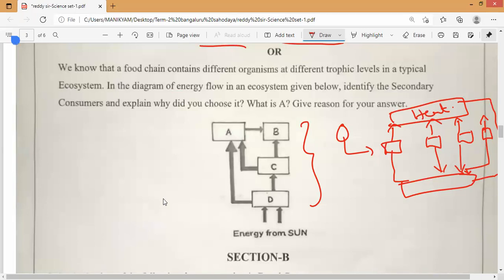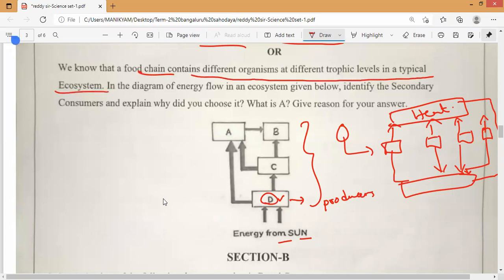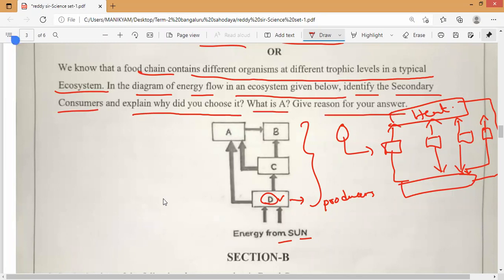Now you can see a similar diagram. If you notice, energy from the sun, who will get it, guys? Anybody? Only plants or producers will get it. So here, who is the producer? D is the producer. They are asking: we know that a food chain contains different organisms at different trophic levels in a typical ecosystem. In the diagram of energy flow in an ecosystem given below, identify the secondary consumers and explain why you chose it. What is A? Give reasons for your answer.